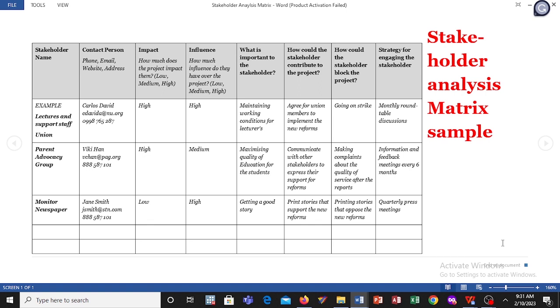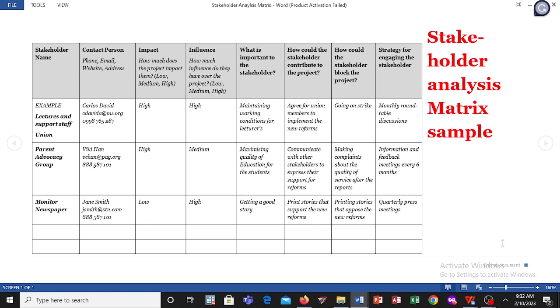When you have the newspapers, the contact person is James Smith. The impact is low and the influence is high. What is important to a newspaper? Yeah, this is for them, of course, getting a good story. Yeah, how could the stakeholder contribute to the project? Print stories that support the new reforms. How could the stakeholder block the project? By putting stories that oppose the new reforms. And strategy for engaging the stakeholder: quarterly press meetings to give them what they need for their press.